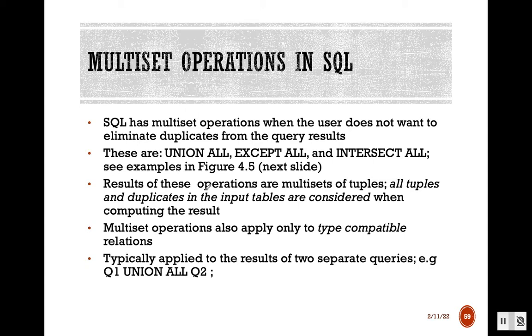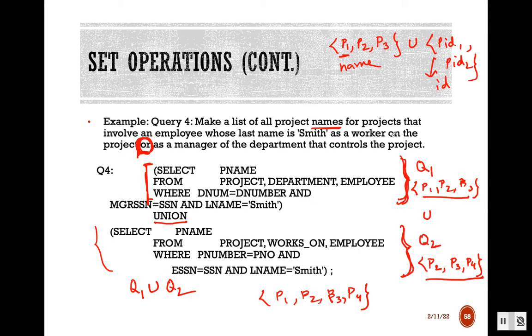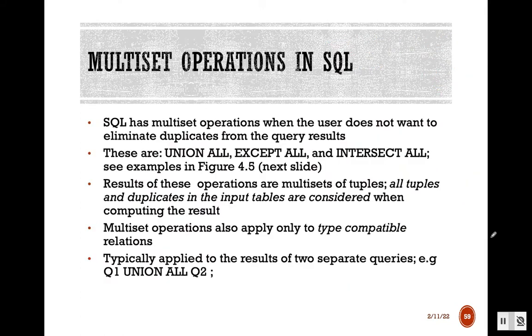We can also have multi-set operations, for when the user doesn't want to eliminate the duplicates. Whenever we have a set operation, there will not be any duplicate values. For example, P1, P2, P3 union P2, P3, P4 is going to eliminate the duplicate values like P2 or P3. The result will be only P1, P2, P3, P4. But in a multi-set operation I may want to keep all of them. In that case I have to use the ALL keyword: union all, except all, or intersect all.